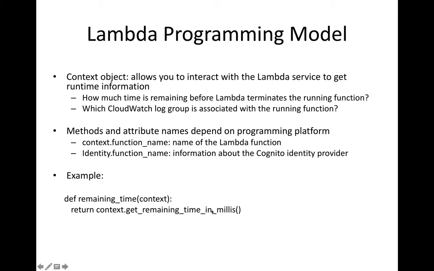I have an example here in Python where this is a method that we've created. We're passing in the context object, and we are returning a method that's made available to us. The method is get_remaining_time_in_millis, and that's going to tell us how many milliseconds are remaining in the execution time of the Lambda function in this particular invocation.